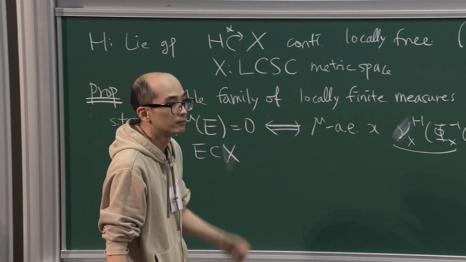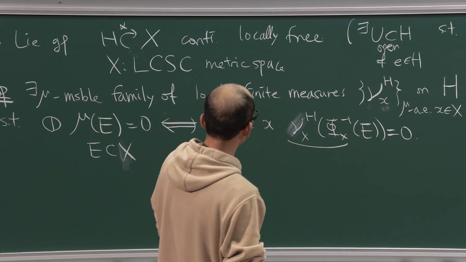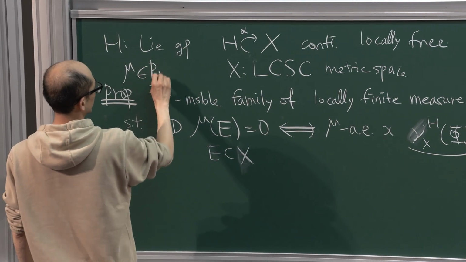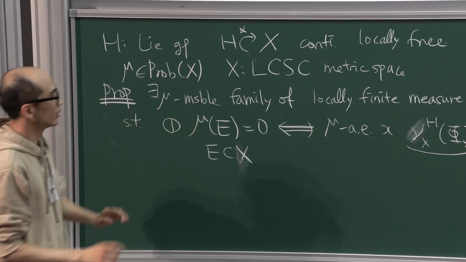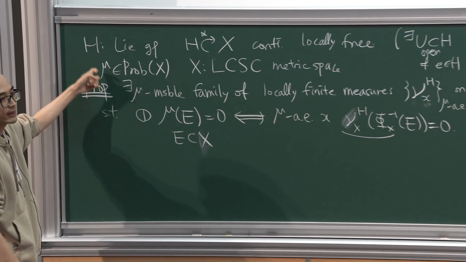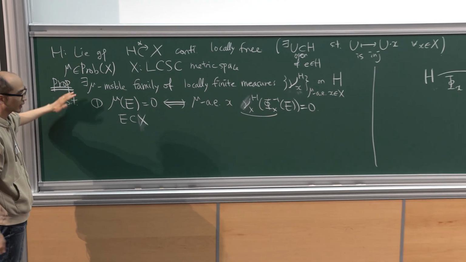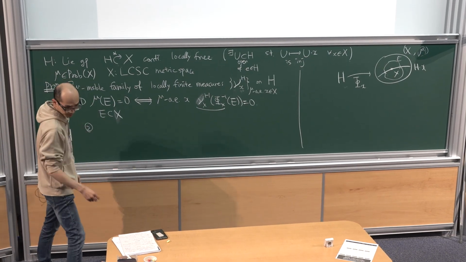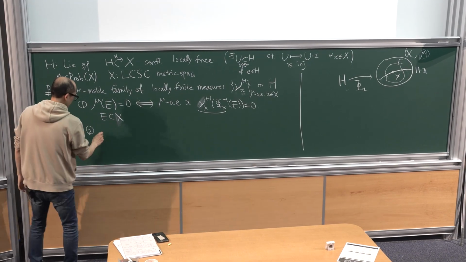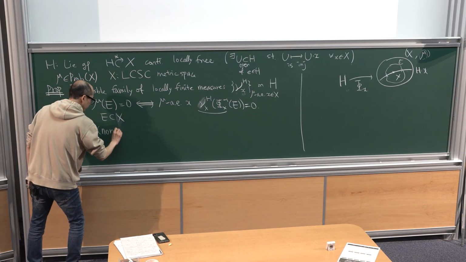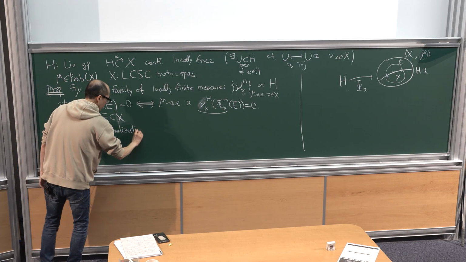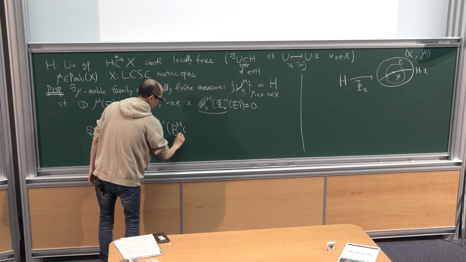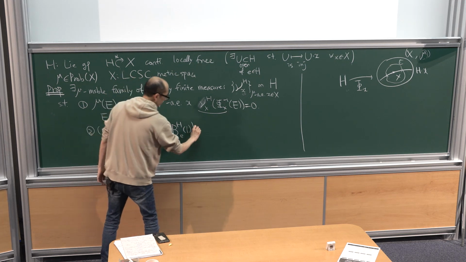Yes? I'm sorry, just where is mu? So mu is any probability measure on X. I don't ask that mu is H invariant. Any probability measure, you can get this kind of sequence. And second, this is the normalization condition: nu_x of the ball of radius 1 centered at the identity in H is 1.